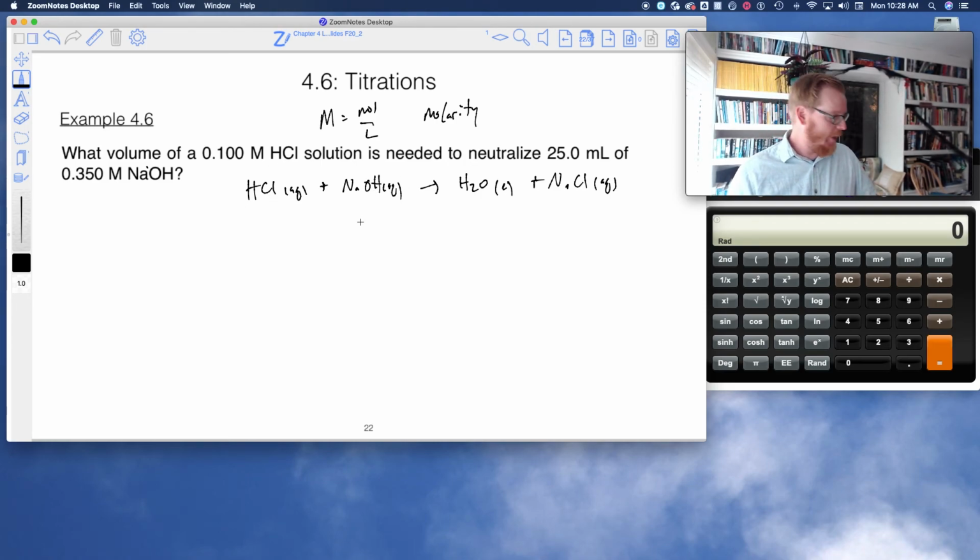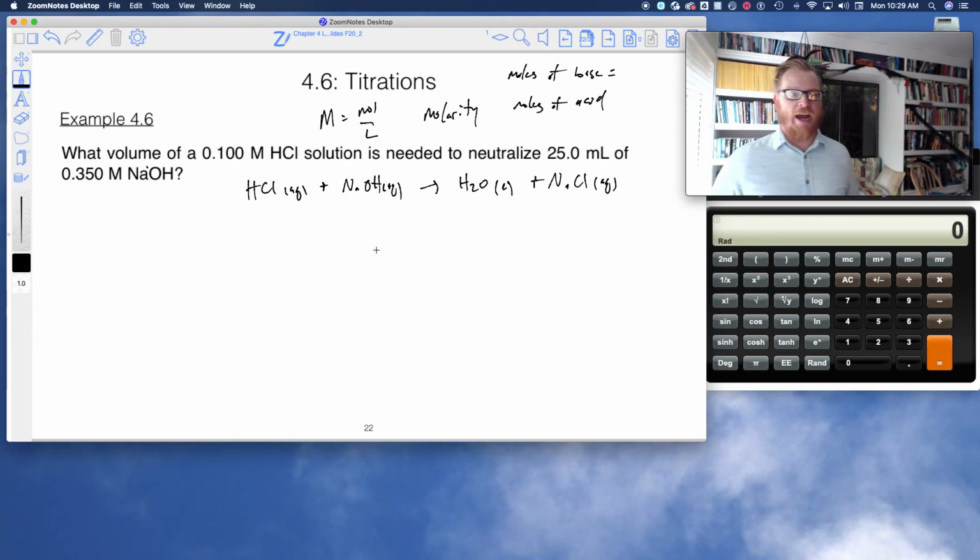That's what's important, okay? So now what we're going to do is first figure out how many moles I need. Because in this reaction, we need the number of moles of NaOH to equal the number of moles of HCl. So for a titration, moles of base must equal moles of acid, assuming that it's a 1-to-1 reaction. For now that's what we'll deal with, just these 1-to-1 reactions.